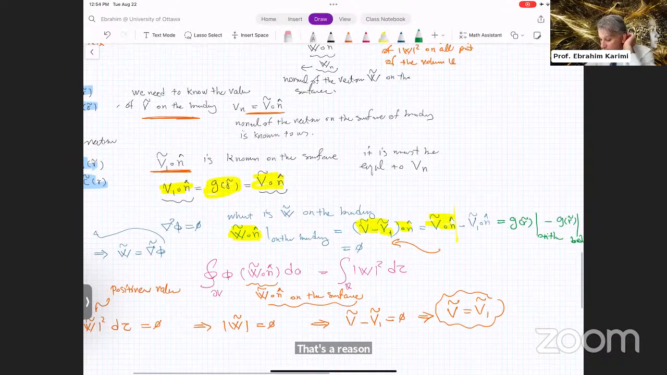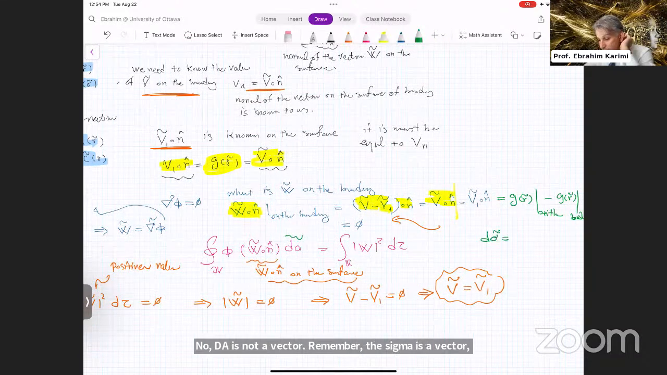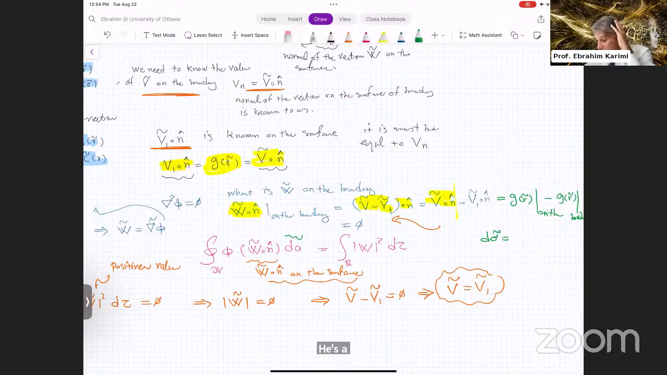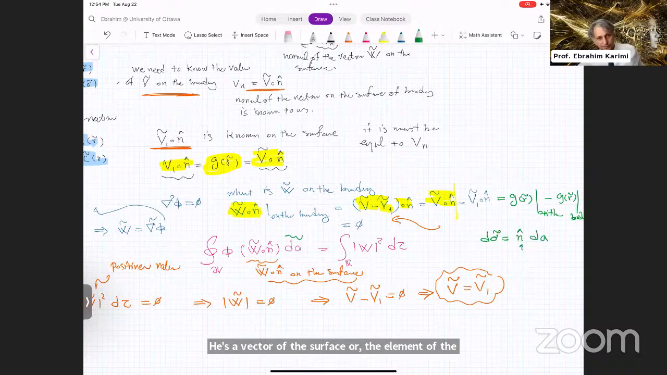No, dA is not a vector, remember. D sigma is a vector. D sigma is a vector of the surface, or the element of the surface. And usually we write it as n, the unit vector, which is changing direction of course, multiplied by the magnitude.